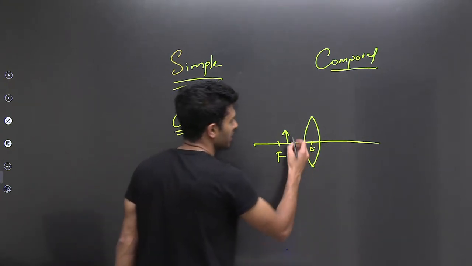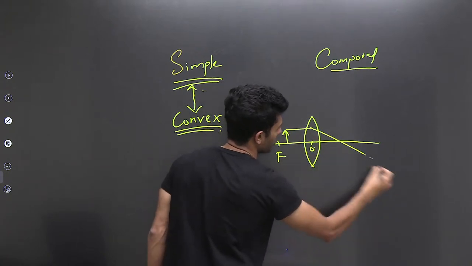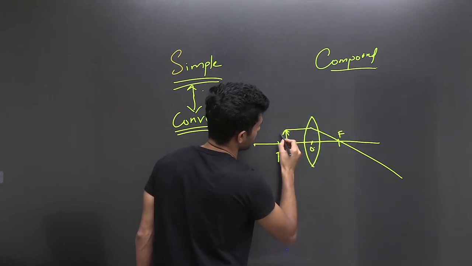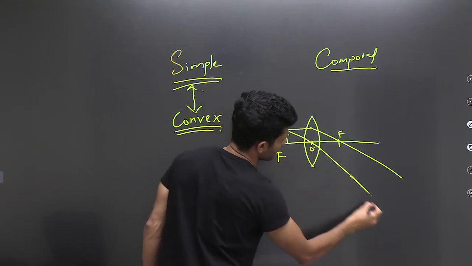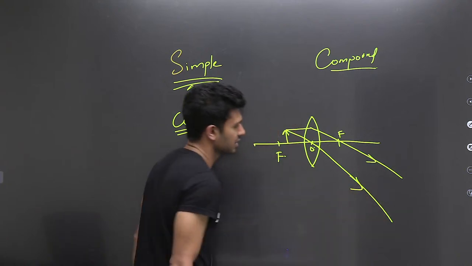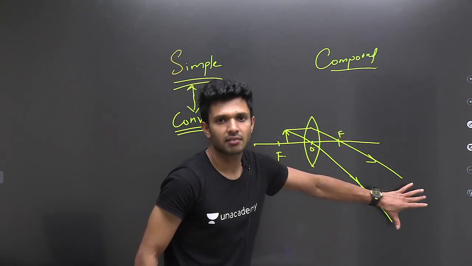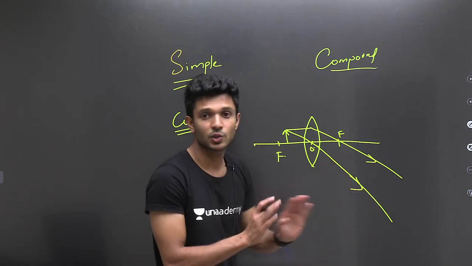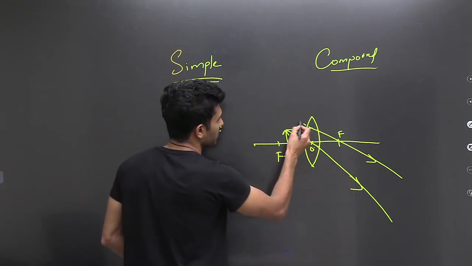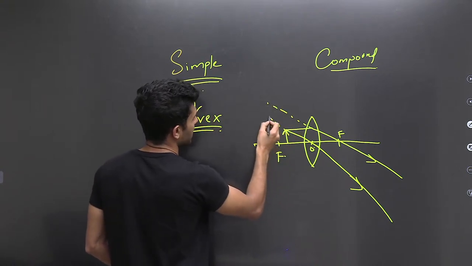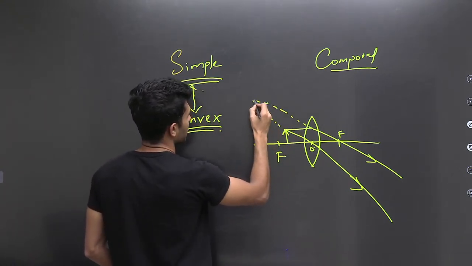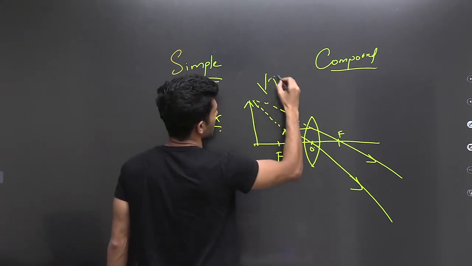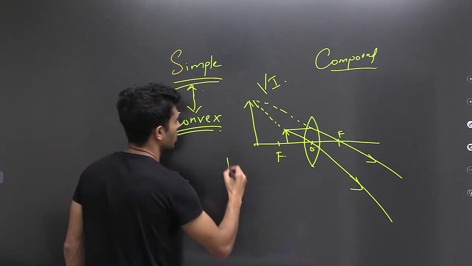How does the image formation happen? Take a parallel light ray. It will be passing through the focus on the other side. A light ray passing through the optic center will be passing without any deviation. Are these light rays converging in real life, which means in real space? No. So what you have to do is, if you extrapolate these two refracted light rays, they will be converging here on the same side. Matlab, a virtual image is actually formed, which is also erect.